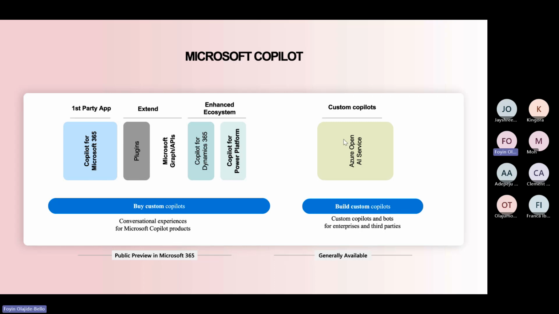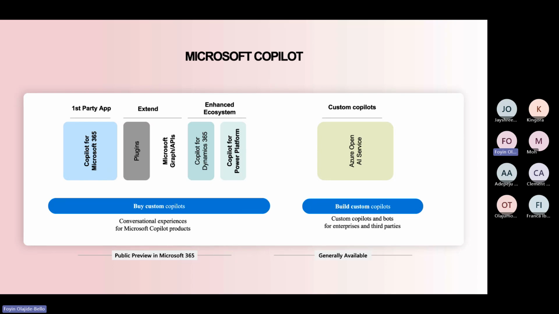Now, and then there's the custom Copilots, where you start to talk about using Azure OpenAI service to build custom Copilots. So the summary of all the Copilots that you have in Microsoft 365 is kind of in two ways. It's either you buy or you build. Buy means that all of these Copilots are off the shelf. Once you get your application, it's already there.